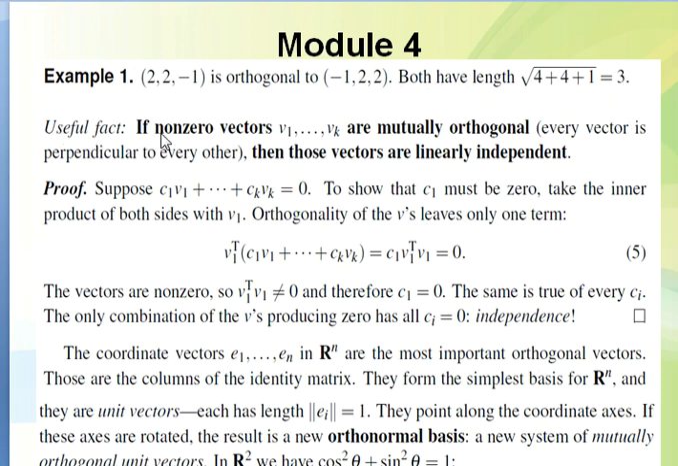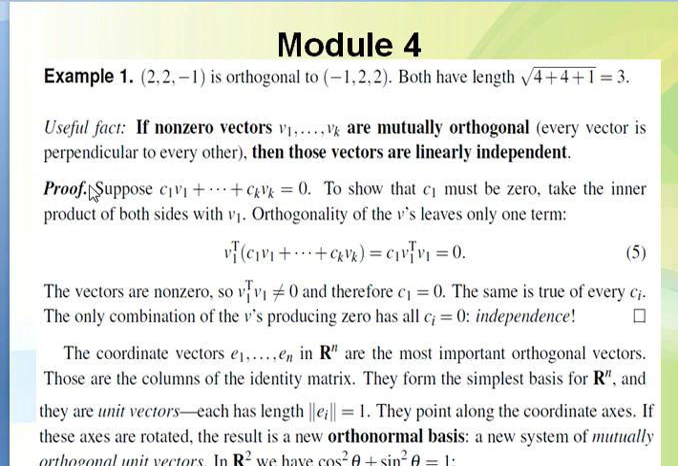Then one of the useful facts is that if non-zero vectors v1, v2, v3, up to vk are mutually orthogonal, meaning k vectors are there and every vector is perpendicular to every other, then those vectors are linearly independent. Since this is one of the conditions, the mutually orthogonal vectors are linearly independent.